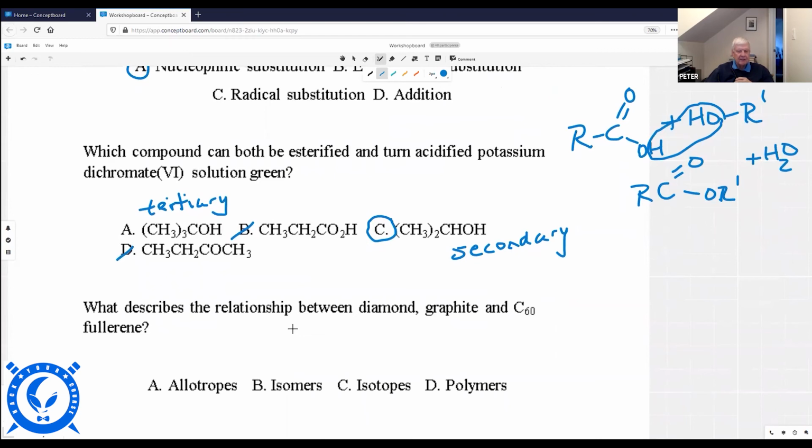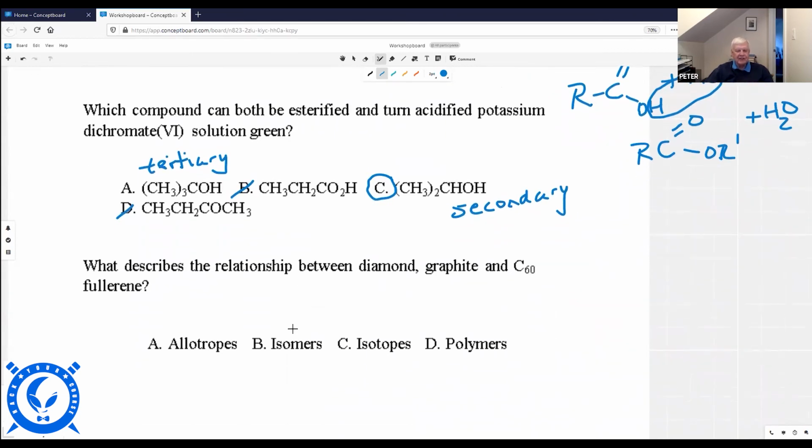And the last multiple choice one that you'll see today is this one. It is A. Good work, team. And again, they tend to ask this in a descriptive answer because basically these are all different forms of elemental carbon. And every so often they ask you to describe what are the differences between them. So that's something you should know.